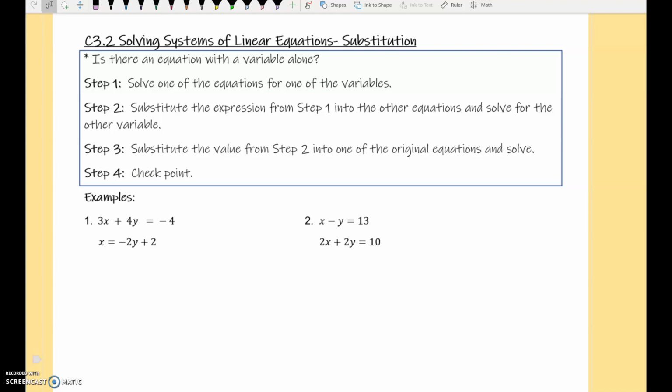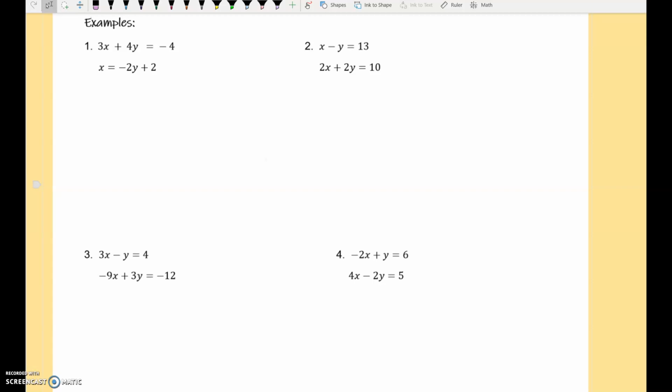Today we're going to go over the substitution method for solving systems of linear equations. The substitution method basically is you get one of the variables by itself. So here we have x equals negative 2y plus 2.